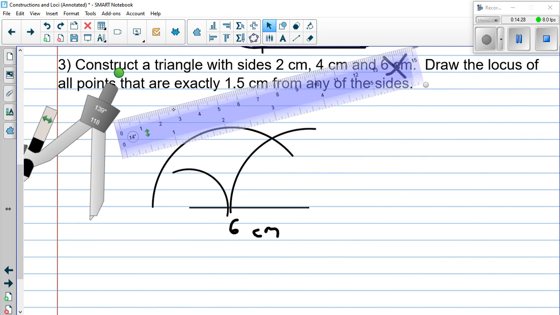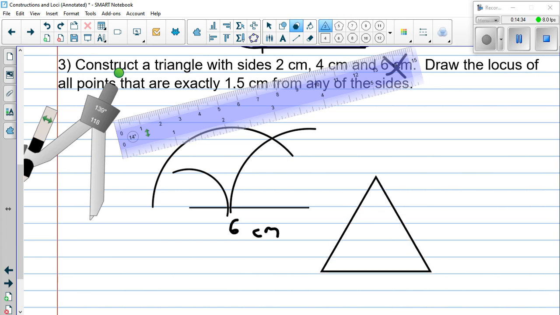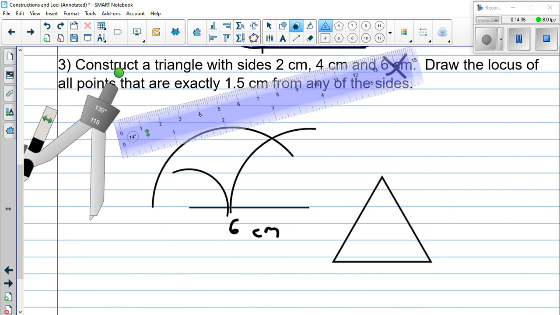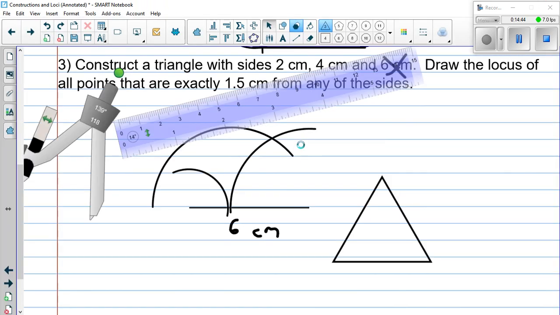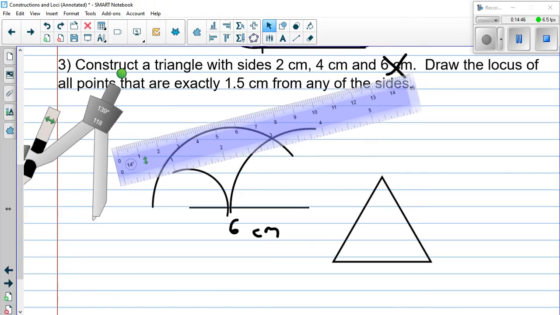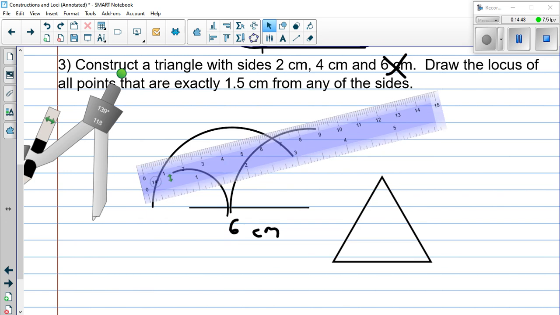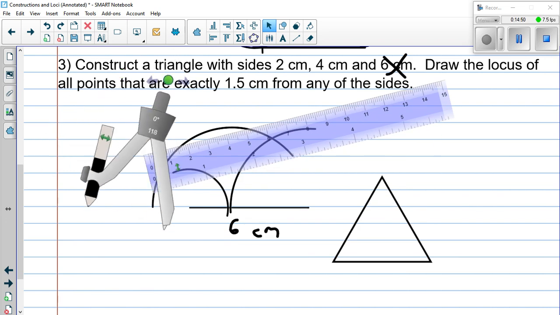So, kind of forgetting about that for a second, what I'm going to do is simply draw a triangle down here to get the point across. So for proof of concept. So now we want to do 1.5 centimeters from any of the sides. So to do this part, it's very similar to what we did the other ones.